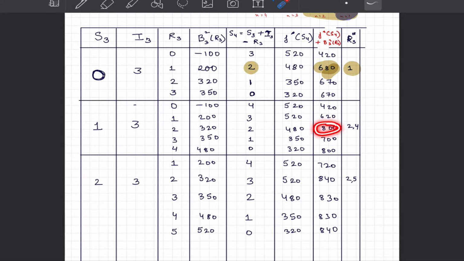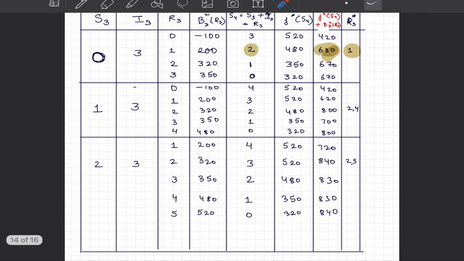So what we see here, we get 800, and corresponding to that, we see that either we make a release of 2 or make a release of 4, our gains are going to be the same, and hence we have two possible values, 2 and 4, as releases at stage 3 corresponding to S3 equal to 1 that are going to give us maximum gain.